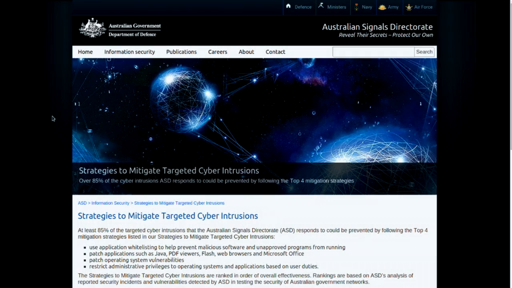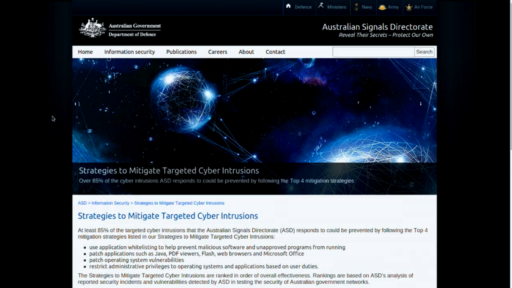What do we have? So the Australian Signals Directorate, which is kind of the Australian equivalent of the NSA, except without the negative connotations. I mean, they're in charge of keeping Australia's secrets and finding out the other guy's secrets. Right, that's their slogan there: reveal their secrets, protect ours.